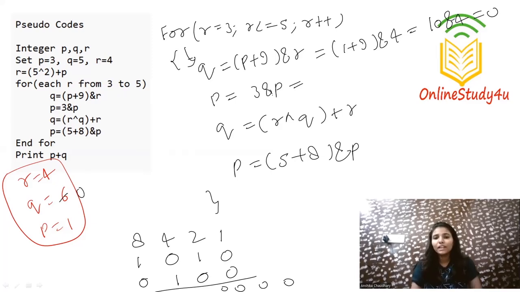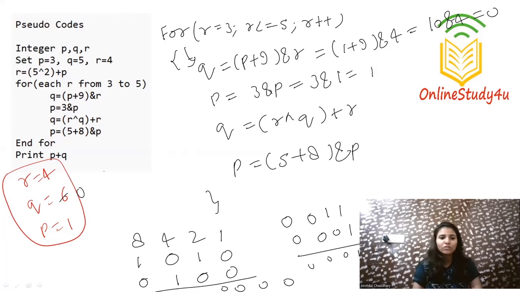Okay. Now P assign 3 and P. So 3 and P, P is 1. Let's find out the AND. 3 is 0, 0, 1, 1 and 1 is 0, 0, 0, 1. So it will be 1 only. So 3 and 1 will be 1 only. Right. So from here P value is 1 again. Now Q value is R XOR Q. R value is 4 this time, XOR Q, so Q is 0, plus R. R is 4. So 4 XOR 0 will be 4 only. 4 plus 4 will be 8. Right. So this time Q value is 8.